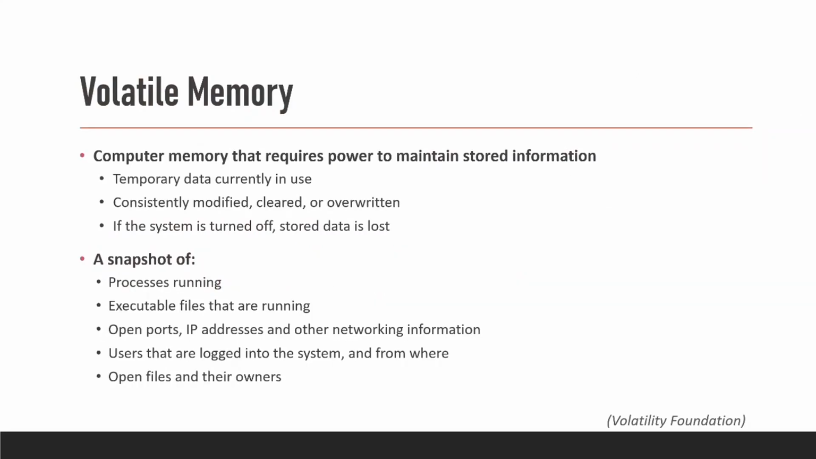Volatile memory, or RAM, isn't too difficult to define. It's memory that requires power. So if you turn off the PC, usually that memory is gone. It's used to store all running applications, which is why we keep needing more and more of it, so it's overwritten a lot. It's a snapshot of any applications that you have open, anything running in the background, network activities, users and users' activities, open files, open ports, IP addresses, a lot of different things.